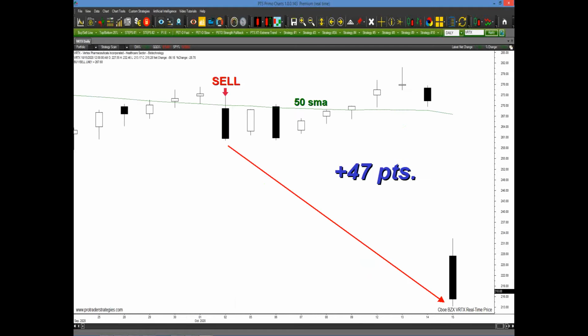As we look at VRTX, we see here we have a valid sell signal below. It's a little bit tough here because it's more advanced. We're crossing above and below. But if you had a wide enough stop using this technique, ultimately you could have potentially captured 47 points.